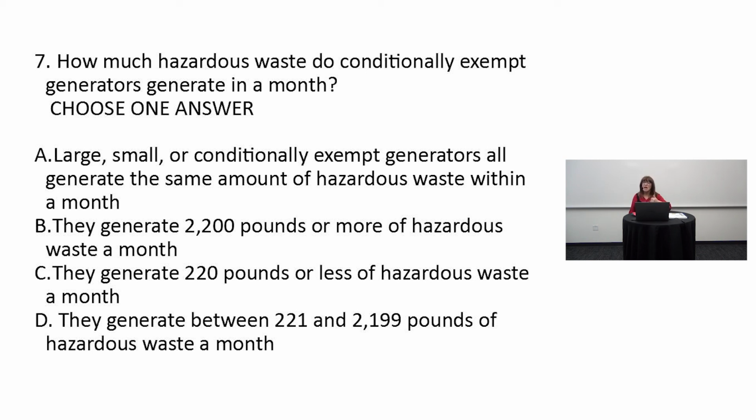Okay, number 7. How much hazardous waste do conditionally exempt generators generate in a month? We want C. They generate 220 pounds or less of hazardous waste a month. They generate such a small amount on their construction sites that they are conditionally exempt from reporting and all of the regulations.